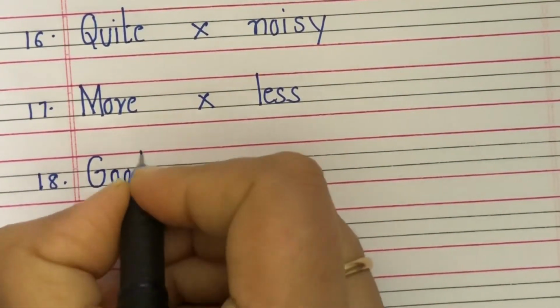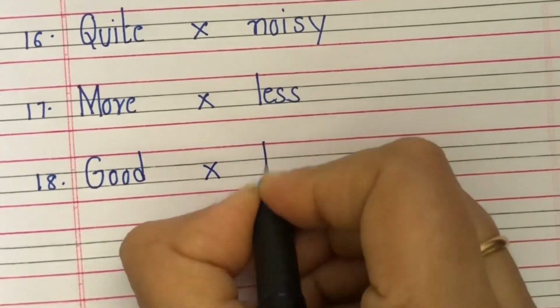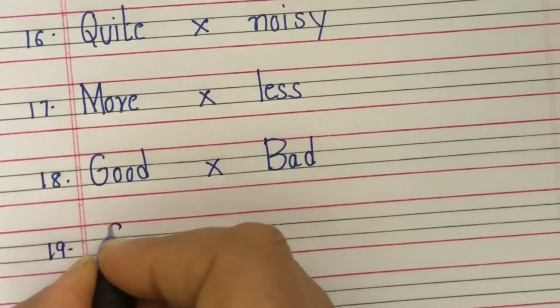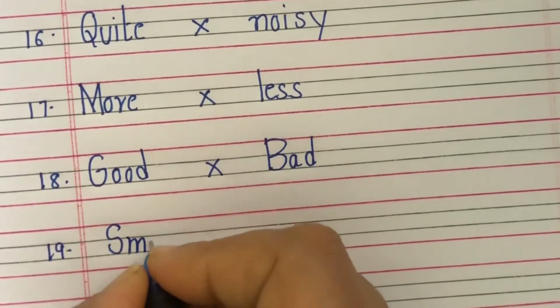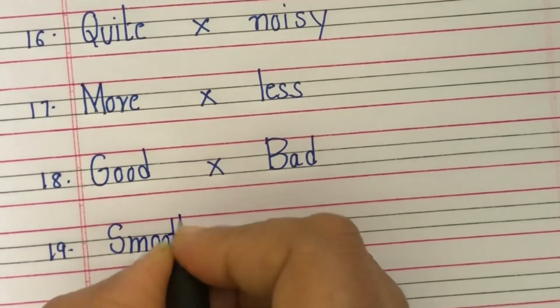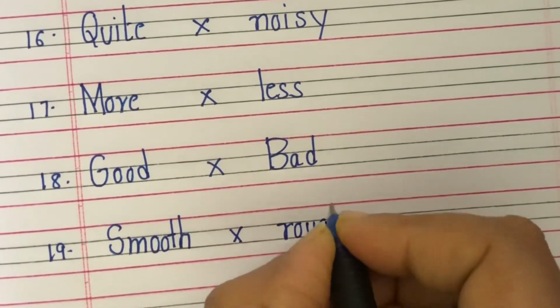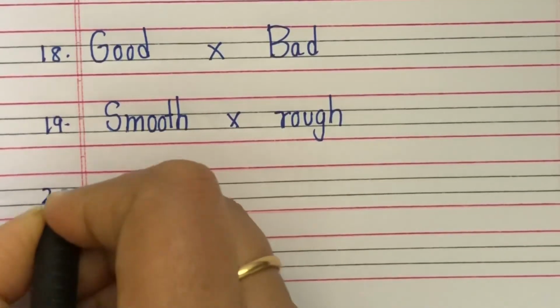18th one is G-O-O-D, good. Opposite of good is bad, B-A-D, bad. Good means accha, bad means bura. 19th one is S-M-O-O-T-H, smooth. Opposite of smooth is rough, R-O-U-G-H. Smooth means chikna, rough means khurdura.